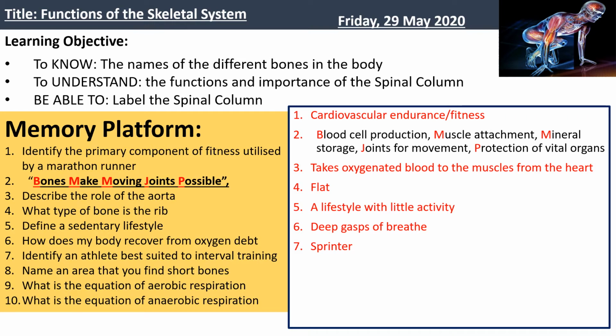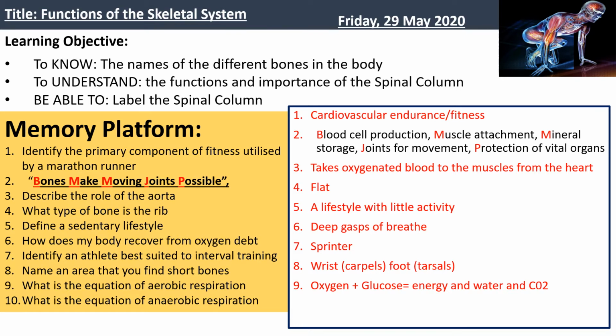Question 8. Name an area that you find short bones in. Well, you could say the wrist, or you could say the foot. So around the ankles, those short bones that we find in the wrist, the carpals, and the foot, the tarsals, the top of the foot. Question 9. Equation for aerobic respiration. Oxygen and glucose gives us energy, water, and carbon dioxide. They're the byproducts. And then question 10, what about anaerobic respiration?